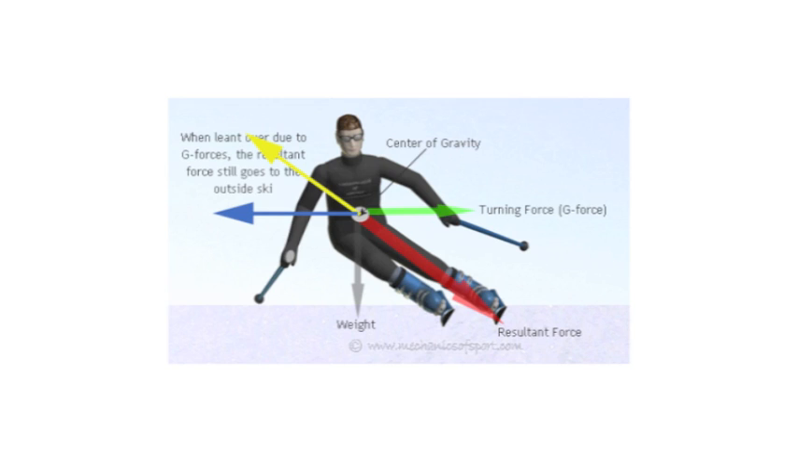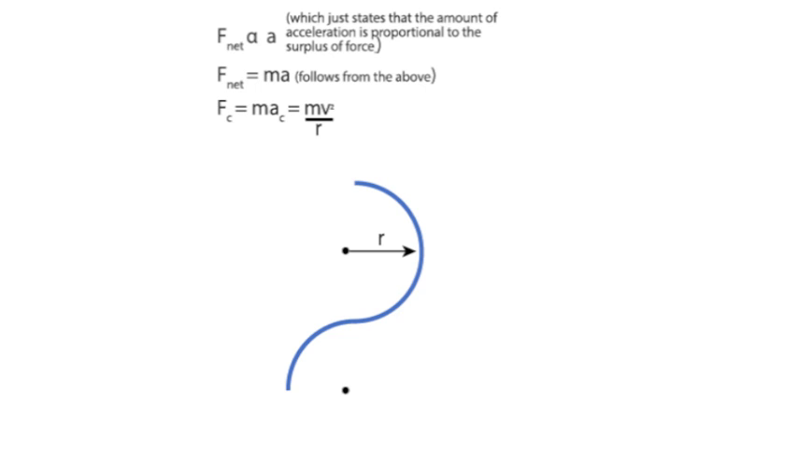This is the net force and direction in a turn and can be illustrated using the two interactions of gravity and the push of the snow. In this diagram, reading from the top, we have the net force, or F sub net, is proportional to acceleration, which just states that if there is a surplus of force, then acceleration will happen in that direction. This then leads to a statement of Newton's second law, which simply states that if there is a net force, then there will be a subsequent acceleration.